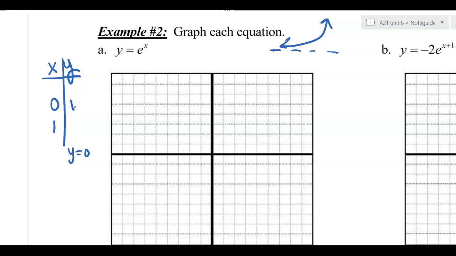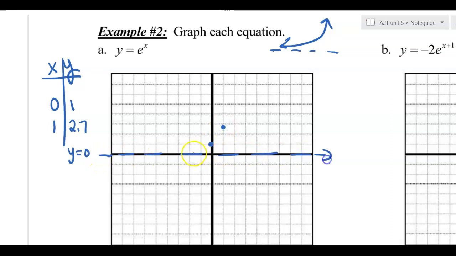And then that one other point is just going to help me understand the steepness of the graph. Because e is about 2.7, then e to the first power, I'm going to say, is about 2.7. Is that okay with everybody? And I'm just going to plot those two points. In this case, I think that that's acceptable. So that just kind of gives me the steepness of the graph.